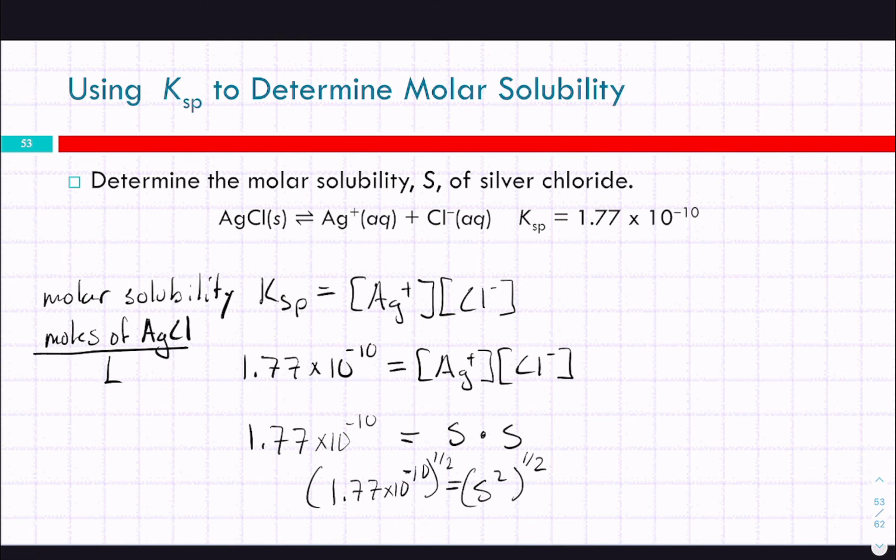So 1.77 times 10 to the negative 10, raised to the 1/2. So that's 1.33 times 10 to the negative 5 equals S.